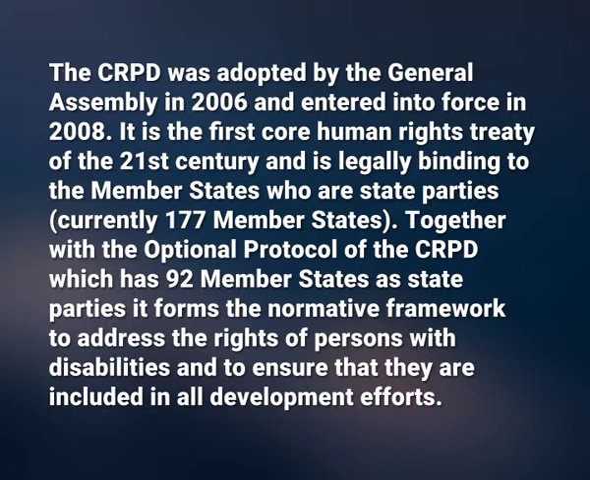It is the first core human rights treaty of the 21st century and is legally binding to member states who are state parties. Currently, 177 member states are there. Together with the protocol of the CRPD, which has 92 member states as state parties, it forms the normative framework to address the rights of persons with disabilities and to ensure that they are included in all development efforts.